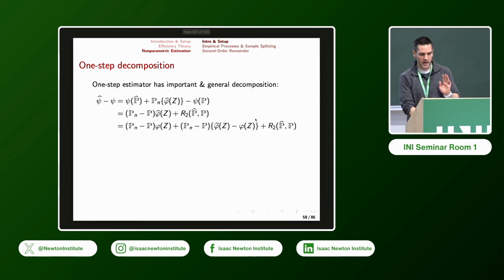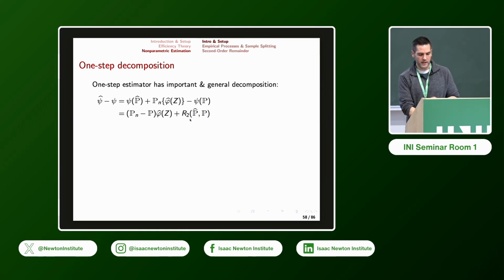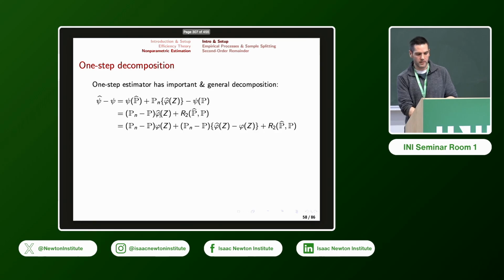Now I'm going to add and subtract terms. At this point, all I've done is use the Taylor expansion. I've got a centered sample average, but it's of an estimated function. So to apply vanilla CLT type arguments, I need this to be a centered sample average of a fixed function, not an estimated one. And so I'm just going to add in what I want it to be, and then subtract that off. And now I'm at this generic decomposition, which is very useful.